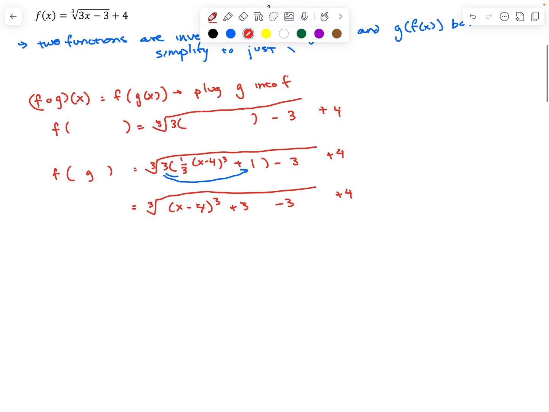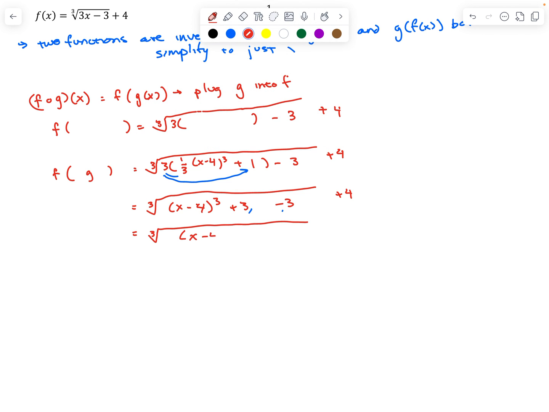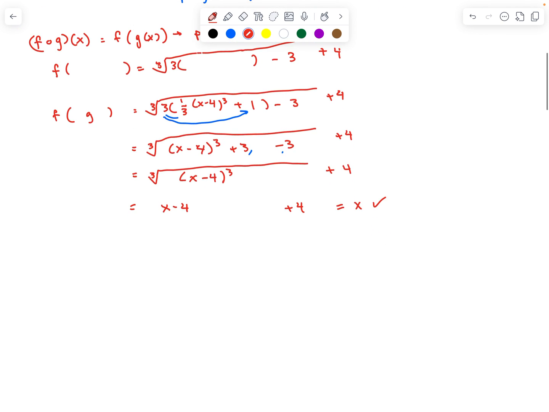The 4 has to stay outside the parentheses. Now what? The 3 and the -3 cancel. So I just have x minus 4 cubed under the cube root sign. Oh, under the cube root sign. Yay, so far so good.